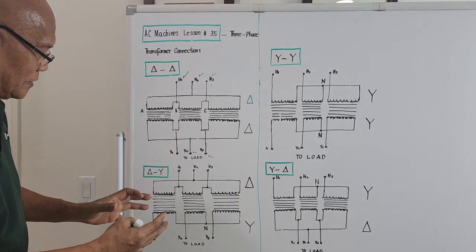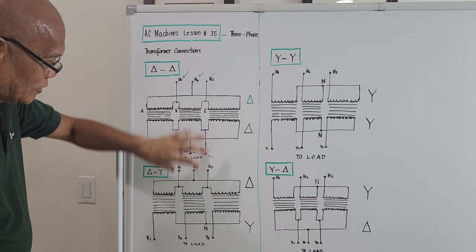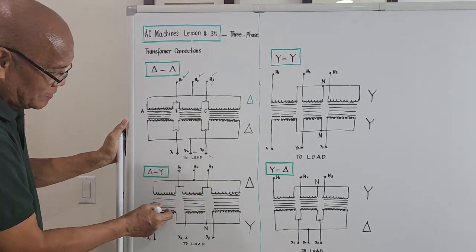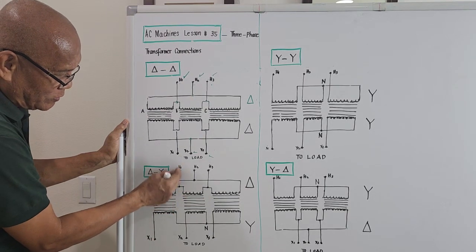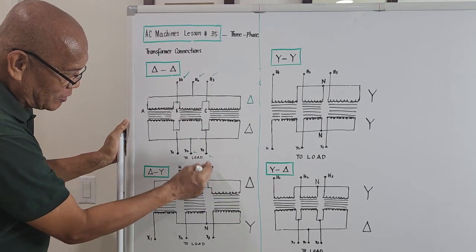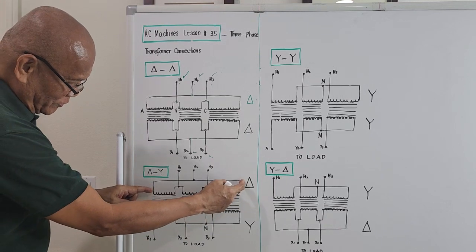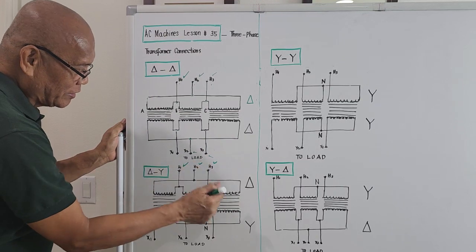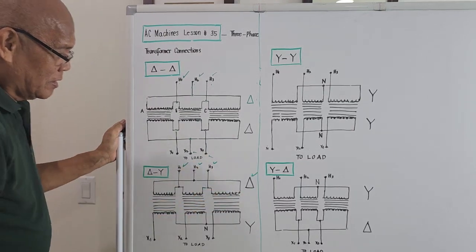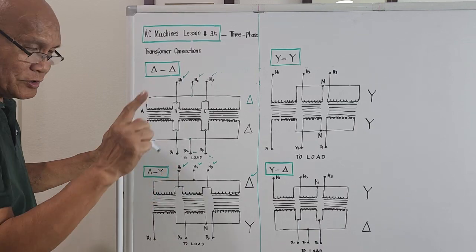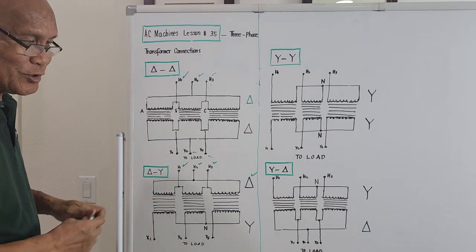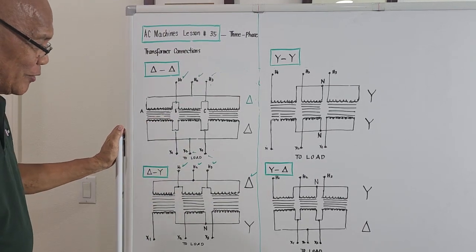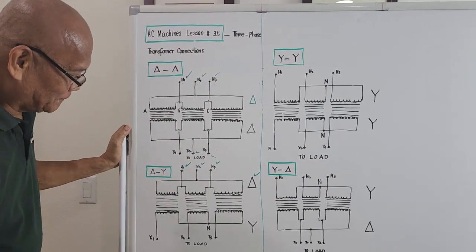So for the delta, the primary will still be the same as this one, right? Because the primary is delta, right? We connect these 2 points here, we bring it out. We connect these 2 points here, we bring it out. We connect these 2 points here, we bring it out. Okay, we got H1, H2, and H3 already. It is connected in delta. But for the second configuration, it is Y. So the connection will be different. We must produce a neutral point, right? Neutral point. The neutral point is this one.